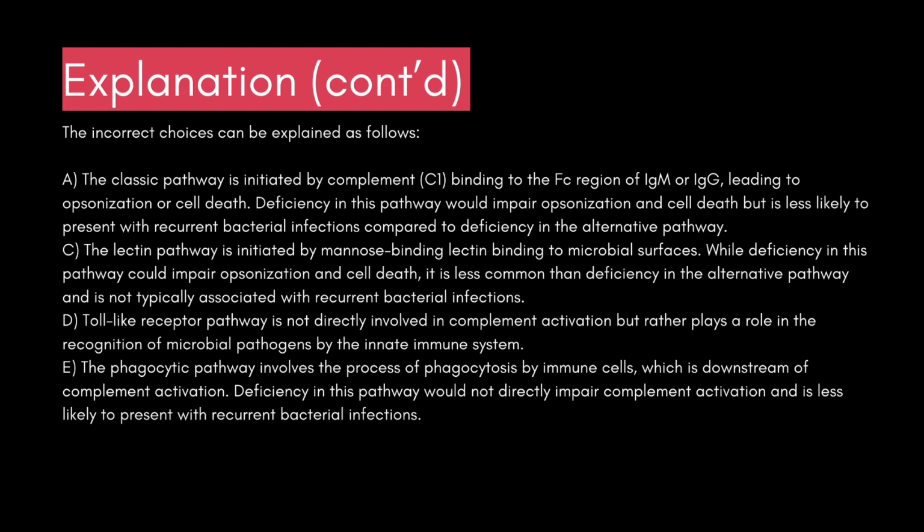The classic pathway is initiated by complement C1 binding to the Fc region of IgM or IgG, leading to opsonization or cell death. Deficiency in this pathway would impair opsonization and cell death, but is less likely to present with recurrent bacterial infections compared to deficiency in the alternative pathway. The lectin pathway is initiated by mannose binding lectin binding to microbial surfaces. While deficiency in this pathway could impair opsonization and cell death, it is less common than deficiency in the alternative pathway and is not typically associated with recurrent bacterial infections.